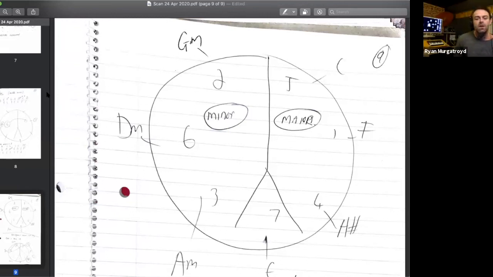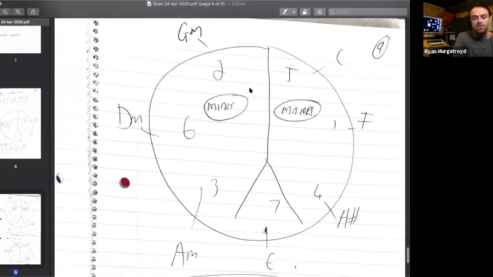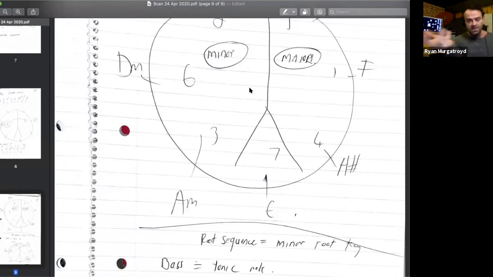When do I dabble with it? Okay, it's a good question. Diminished are very unstable chords, so I would never start with them. So that's where I wouldn't use them. I would never start a progression on a diminished. What's very common is to use them as a step.